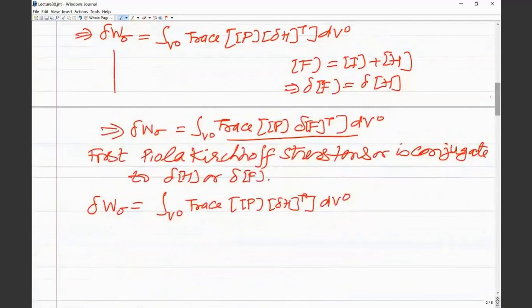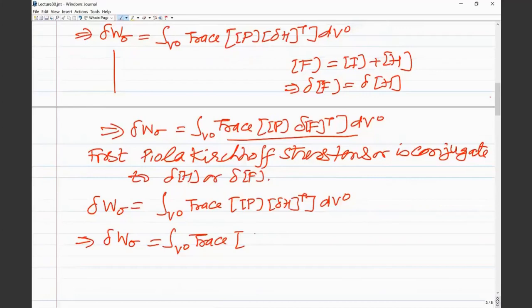Now you have this, and we have also derived the relationship between P and S, the second Piola-Kirchhoff stress tensor. So we can write delta W sigma is equal to integration over V naught of trace of, in place of P, F into S, into delta H transpose. If you remember, we have derived that relationship also, so we make use of the relationship between P and S.